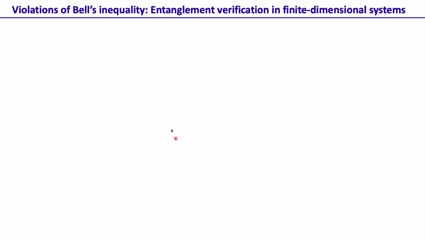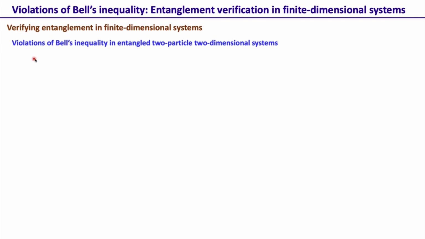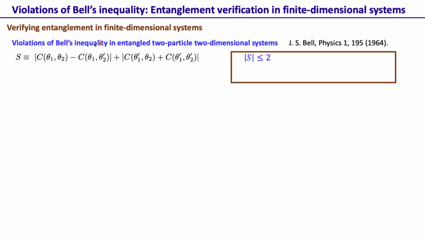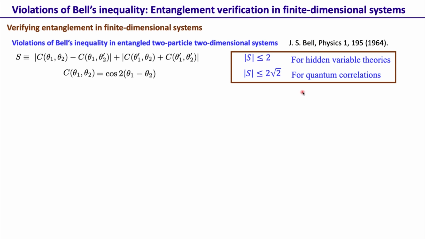Okay, so now we'll go to the violation of Bell's inequality, which is actually used for entanglement verification in finite dimensional systems, and then let's look at all the different experiments that have been done. First, what Bell showed was the Bell inequality for the 2-dimensional system. He basically shows that this value S is less than or equal to 2 for hidden variables, and it can go up to 2 root 2 for quantum correlations. So if the S value is greater than 2, we can say that yes, entanglement is there.